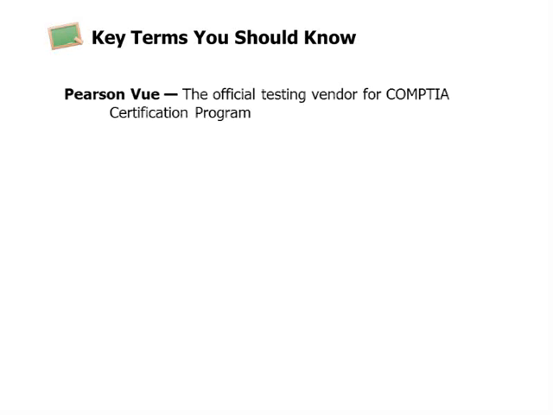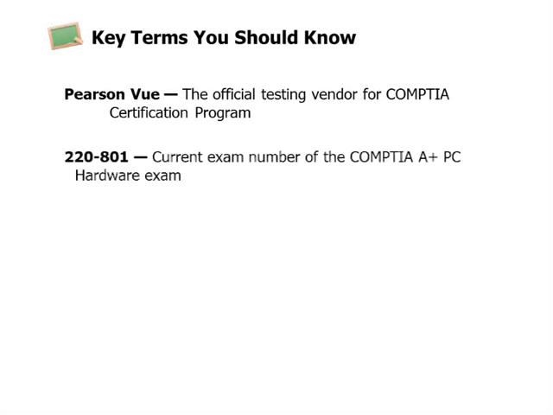As we summarize this lesson and ultimately wrap up the course, we want to talk about two terms. Pearson VUE, the official testing vendor for the CompTIA certification program, which includes the A+. And then the 220-801, the current exam number of the CompTIA A+ PC hardware exam.